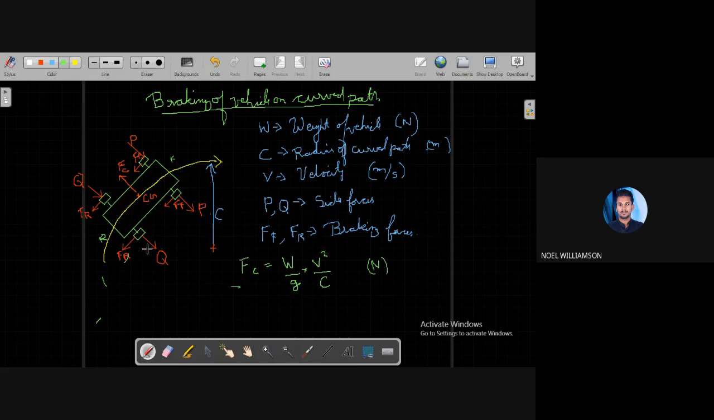But what happens in this case is that a part of that will be consumed by the other force, that is the side force. So the resultant will be acting as the force. As a result, there will be a decrease in the braking capacity. This will be more clear when we do one problem. So I think you have a notebook with you, so please keep it ready.